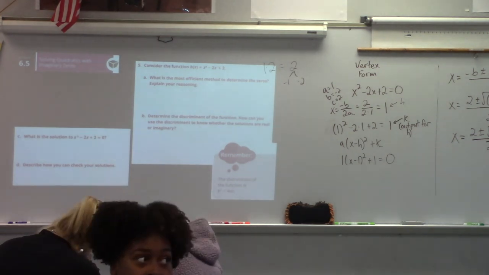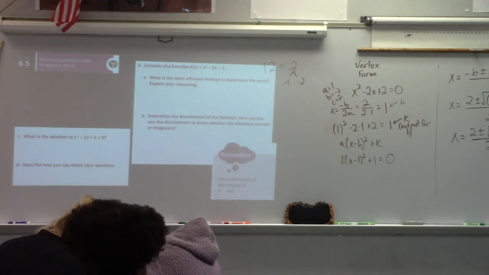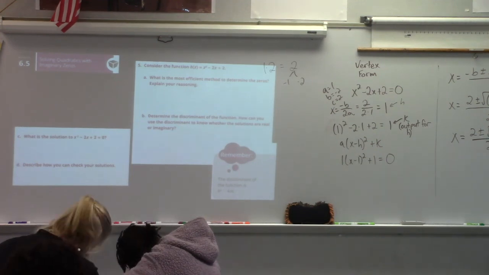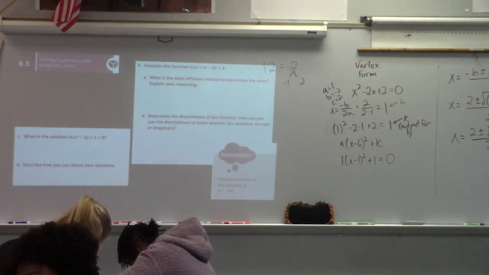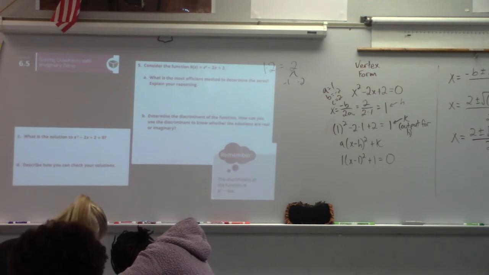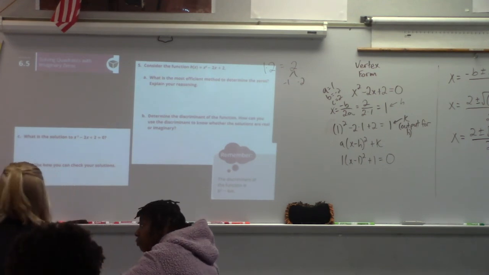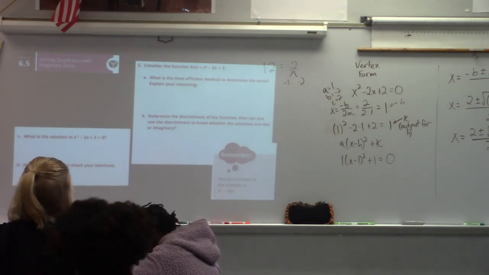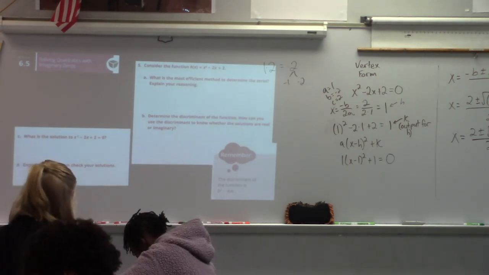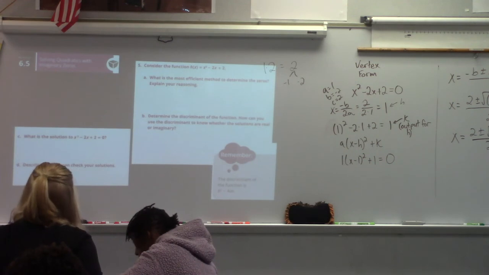Right, so negative b would be 2 divided by 2, but that doesn't make this positive. So now I get 1 squared minus 2 times 1 plus 2. Remember, you have to substitute that 1 in. That's 1 minus 2 plus 2.